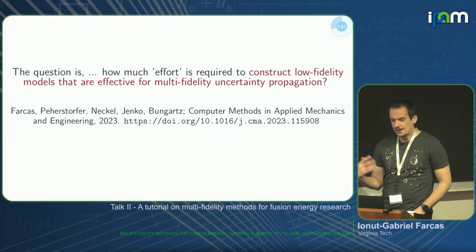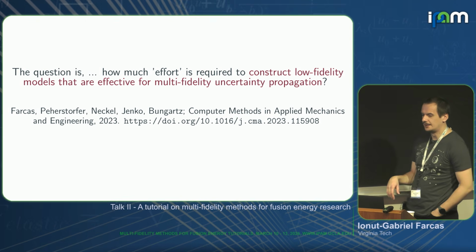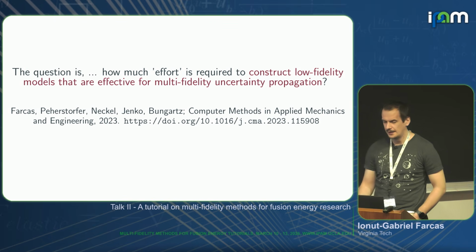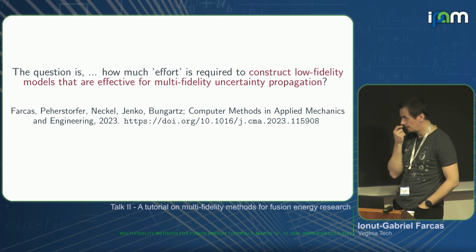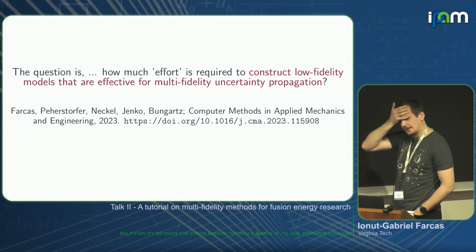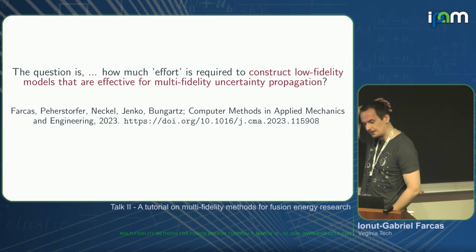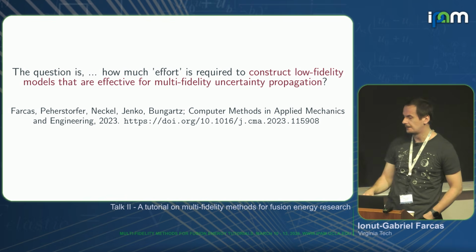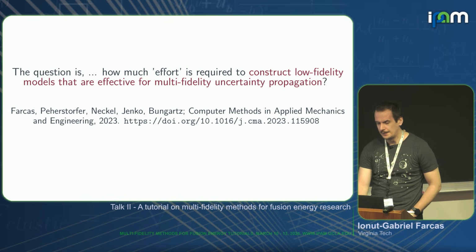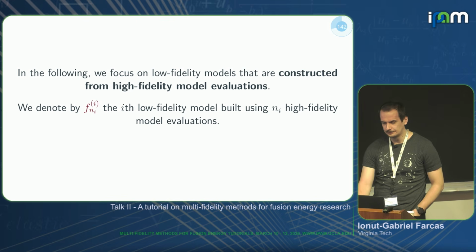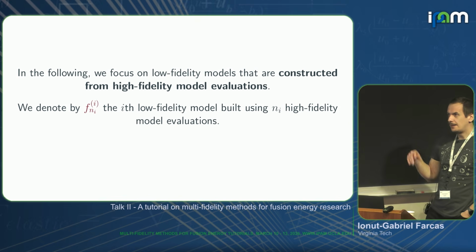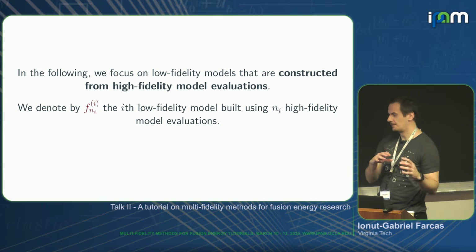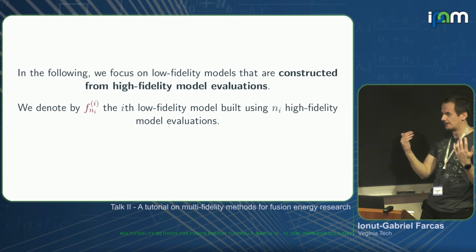So the question is, how much effort do we need to construct low-fidelity models to be effective for multi-fidelity uncertainty propagation? It's a paper that we did three years ago with a similar subset of people from the other one, so with Ben again and also with Frank and my mentors in Germany. This was published in Computer Methods in Applied Mechanics and Engineering. In that paper, I gave you the example with the cos-read model to try to build intuition, and also had the results for that, so the actual numbers.